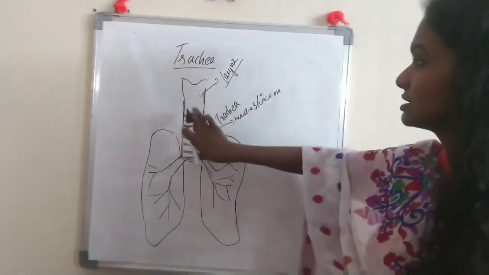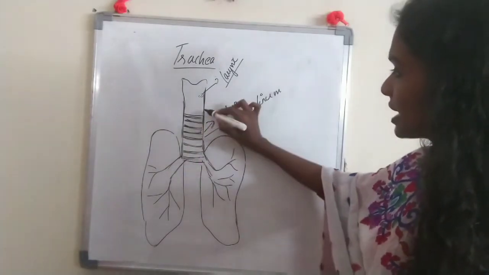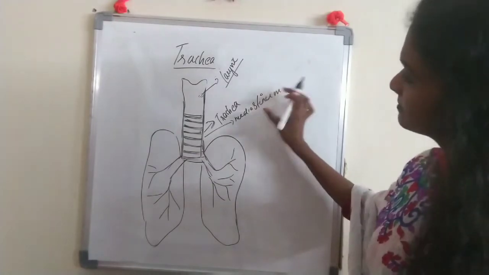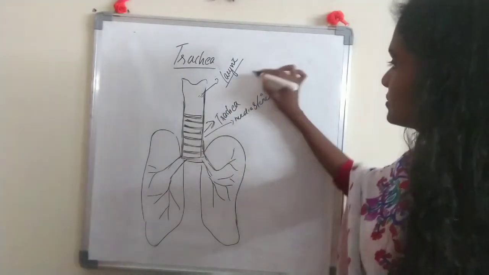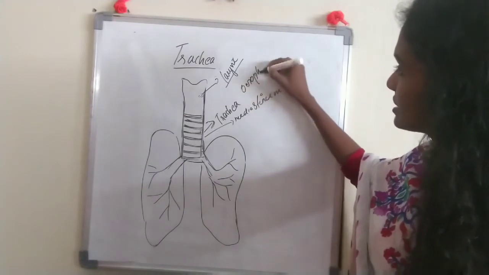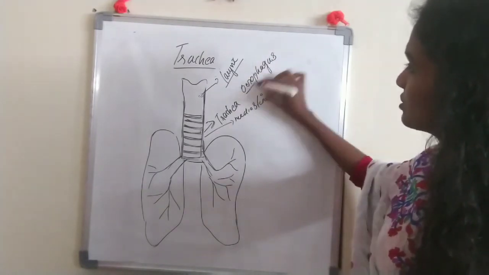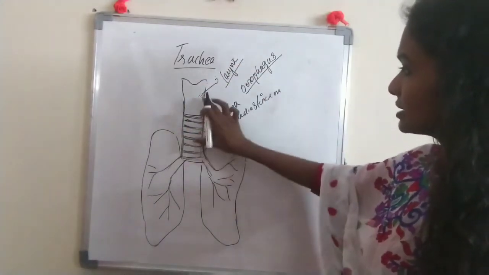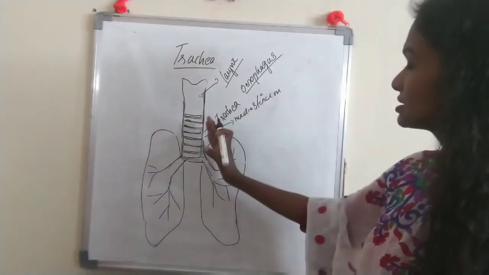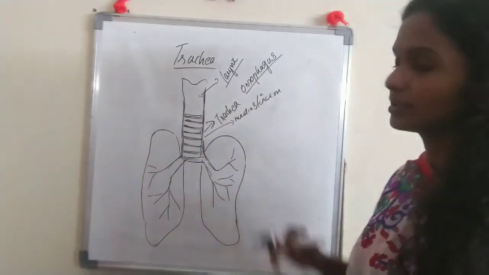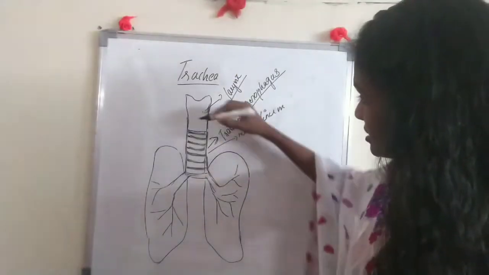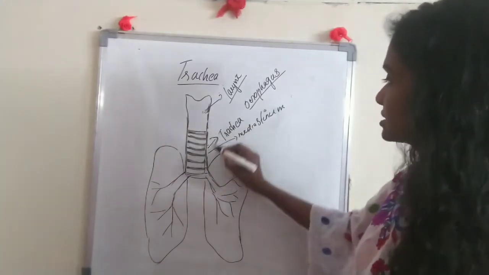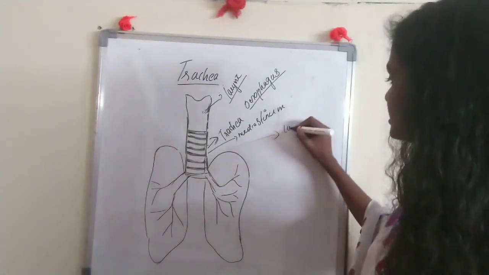Below the larynx. The trachea is situated below the larynx and extends through the mediastinum, okay, and in front of the esophagus. Where the esophagus is situated, I have explained in the previous video. Please check it out. So the trachea is situated below the larynx, extends through the mediastinum, and is situated in front of the esophagus. Okay, and you can see the small rings over the trachea. So these rings are known as cartilage rings.